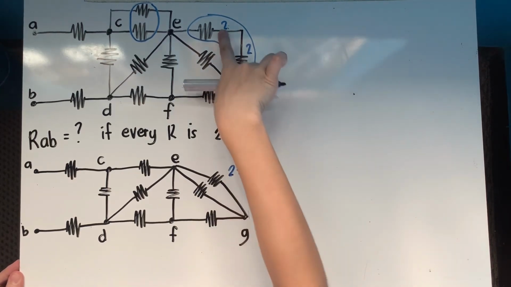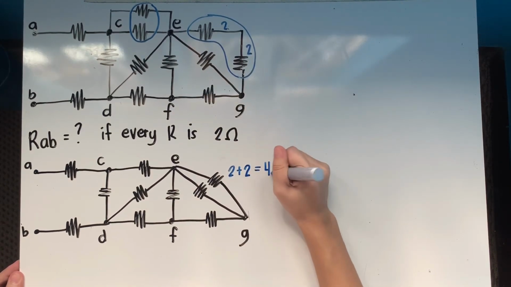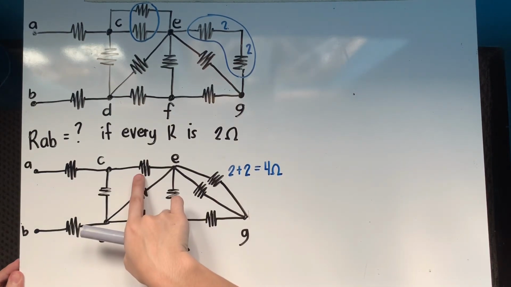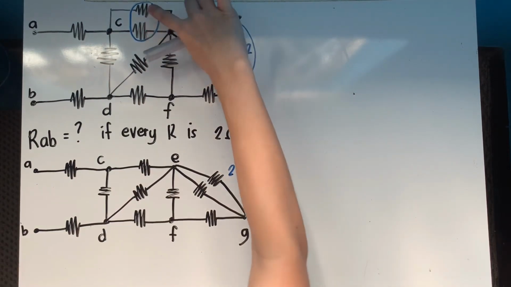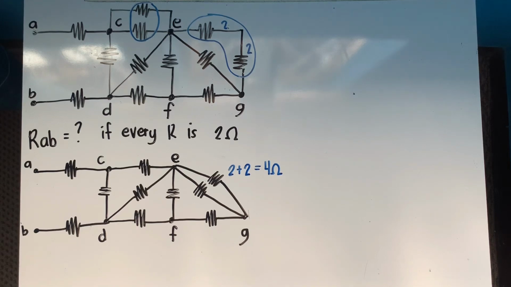Since series yun, diba? 2 plus 2. That would be 4 ohms. While this one, this is 2 ohms in parallel with another 2 ohms. So, parang hindi mahirapan. You can use your calculator for parallel connections, tapos gamitin nyo na lang yung inverse-inverse function natin doon.